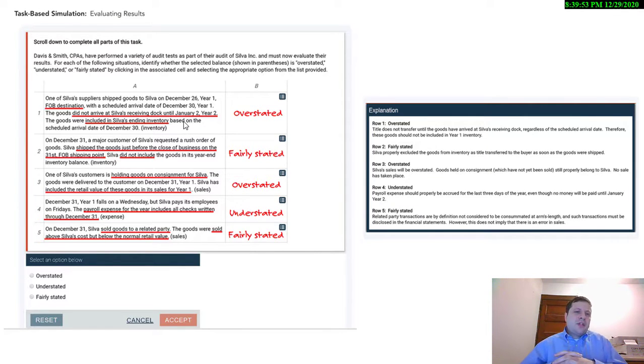On December 31st, Silva sold goods to a related party. The goods were sold above Silva's cost, but below the normal retail value. Nothing wrong with that. Sales, they sold it. They can sell it for as much as they want. Fairly stated.